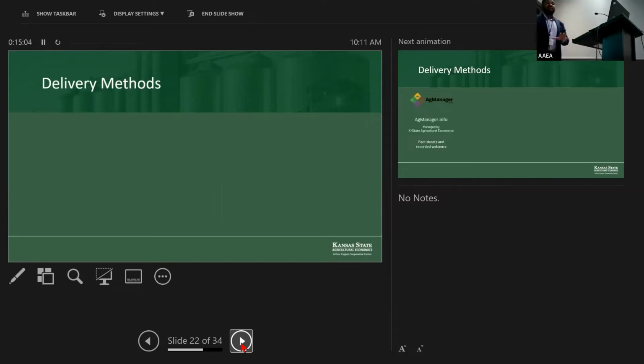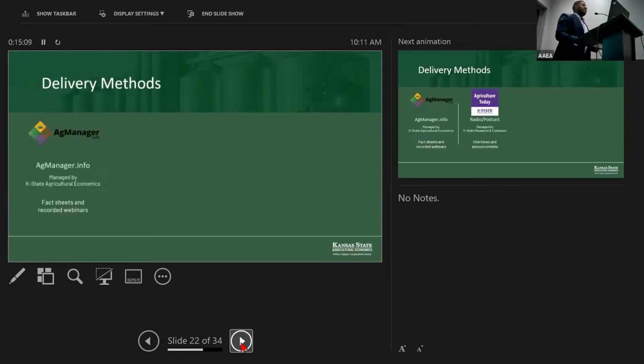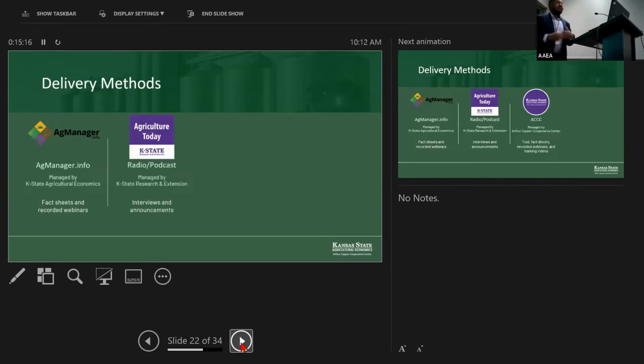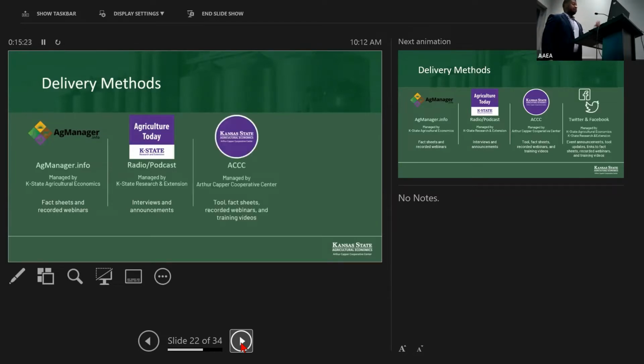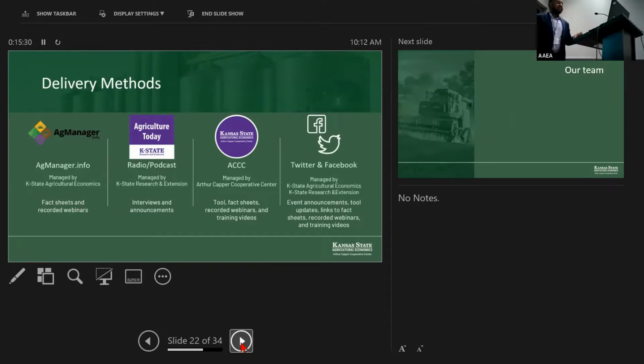In terms of the platforms we're going to make use of in delivering our program, we're going to make use of Ag Manager, which is our department's extension website. I'm going to host our fact sheets and our recorded webinars here. In addition to that, we're going to have radio interviews and podcasts. I'm going to be making use of Agriculture Today. And in terms of the actual tool, our fact sheets and training videos will all be hosted on our center's website. And lastly, we're going to make use of social media, and we're going to be making our announcements on that platform and also providing links to the outputs that we deliver.